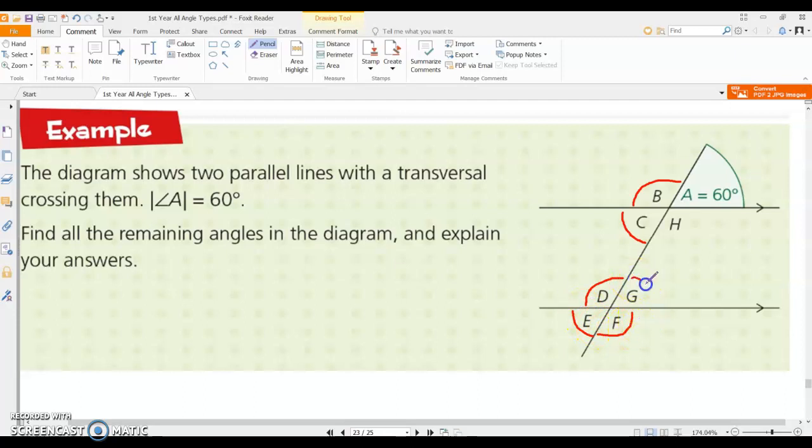Next one then is G. Okay, loads of different ways you can say how big G is. It's corresponding with A, you've got that F shape. If you look for the Z shape, it's equal to C. They're alternate, or there's other ways as well. H then is 120, and there's a few different ways you can do that: vertically opposite, supplementary, etc.